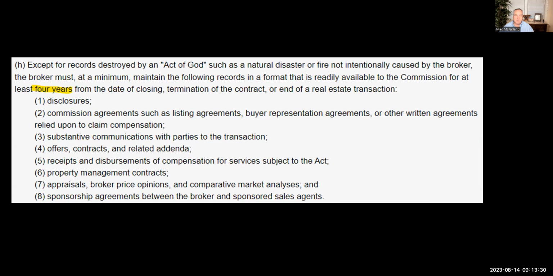Forms. The forms that are supposed to be maintained by the broker, there's 4 years. We're supposed to keep those. One of the easiest things in my mind to do is just to upload everything you have pertaining to that transaction in zip form.